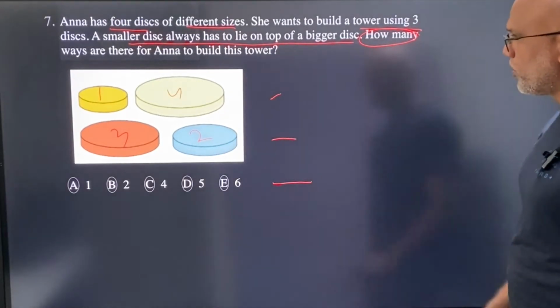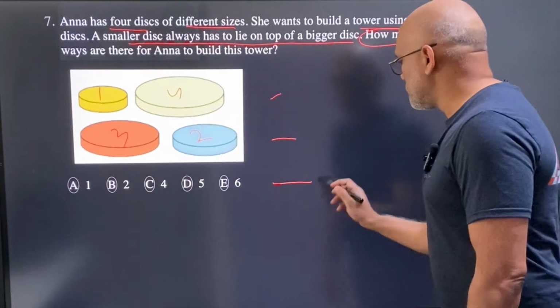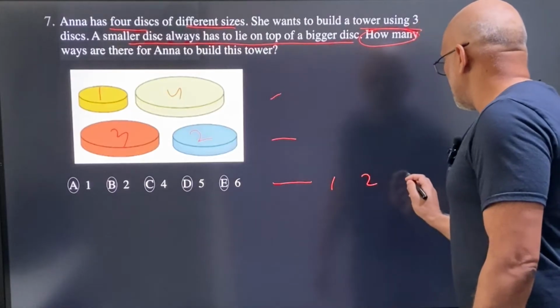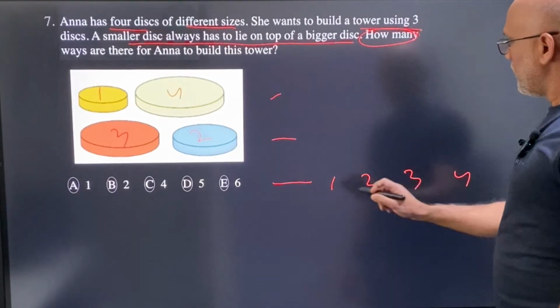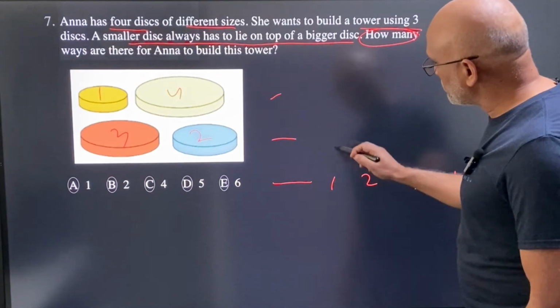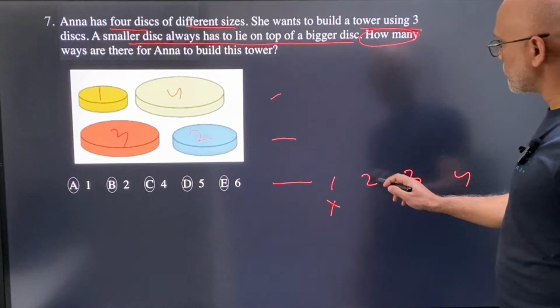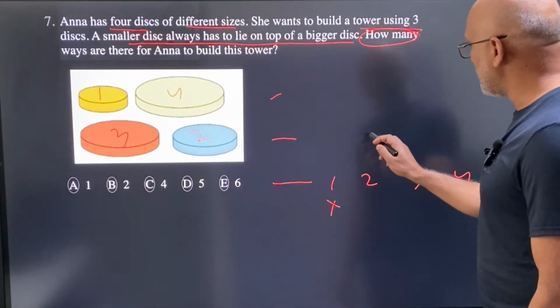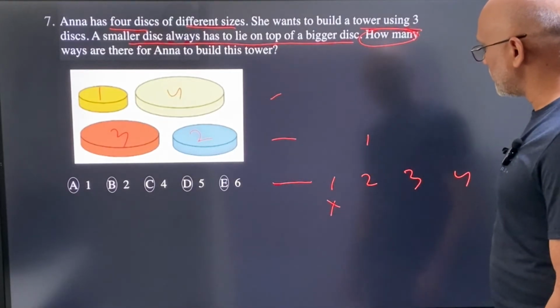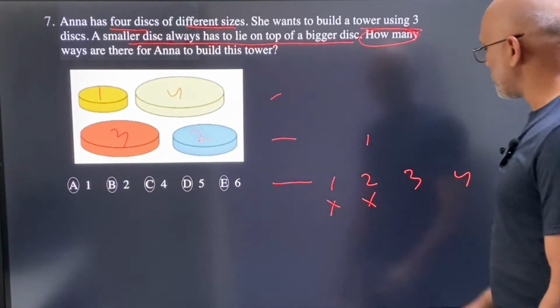Alright, so for the bottommost layer, I need to have the biggest disc. But the different possible choices are 1, 2, 3 or 4. But if I use 1 for the bottommost layer, there is no number smaller than 1. So this does not work. If I use 2 for the bottommost layer, I can have 1 for the second layer because that is the only number smaller than 2. But then I have nothing left for the third layer. So this also will not work.